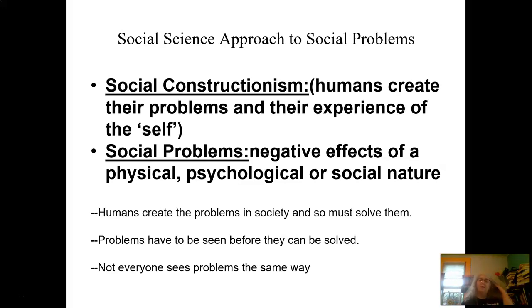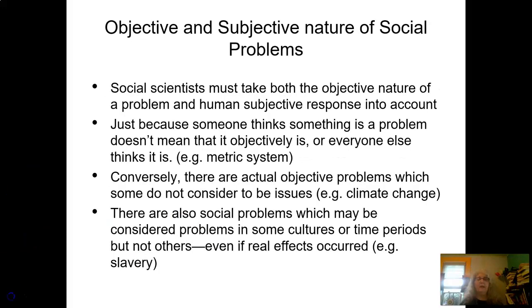Obviously, problems have to be seen before they can be solved, and not everybody sees problems the same way, which is the next thing we'll get to. Now, what social scientists try to do, when they are looking at something that has been defined as a social problem, is take both the objective nature of the problem and the human subjective response to that problem into account. Let me give another example.